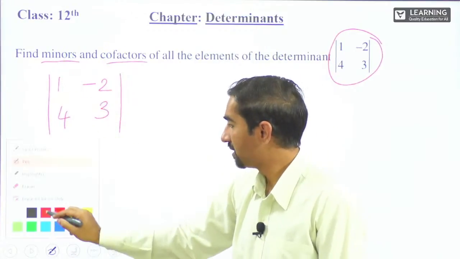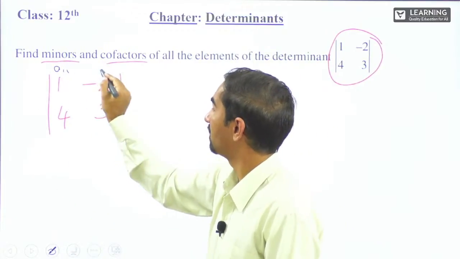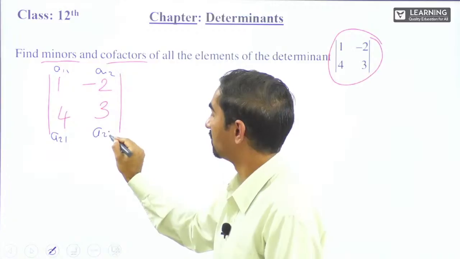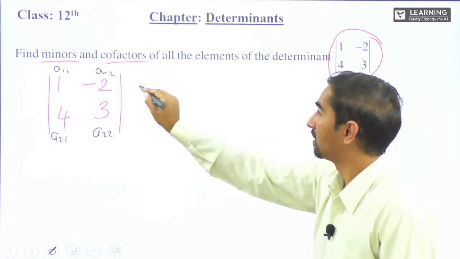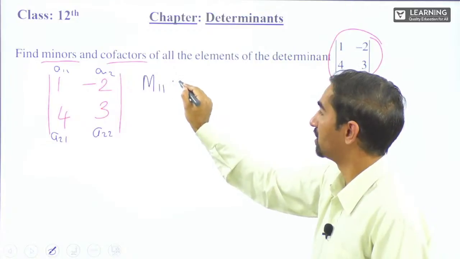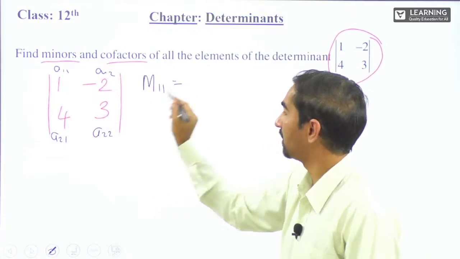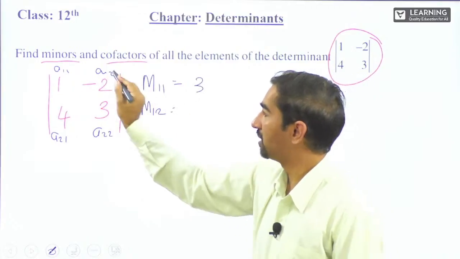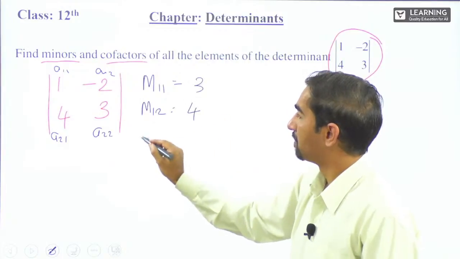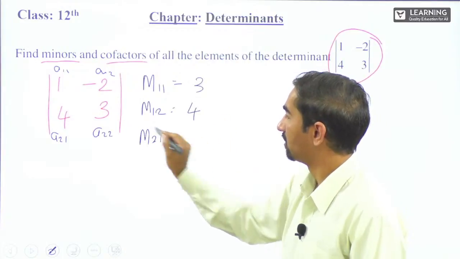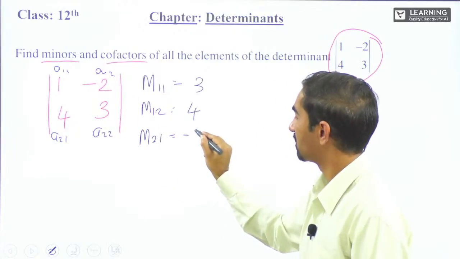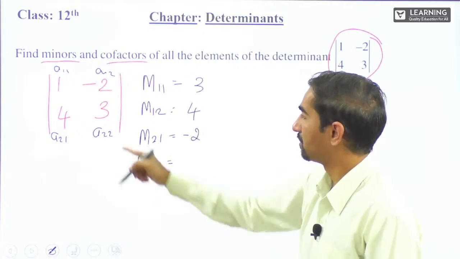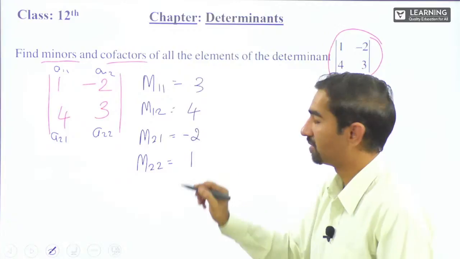So what are the elements represented as, in the standard way? A11, A12, A21 and A22. So minor of A11, M11, which is equal to, so these both are deleted. What is remaining? 3. Minor M12, these both are deleted. What is remaining? 4. Minor M21, these both are deleted. Minus 2 is the minor. And the minor M22, these both are deleted and it is equal to 1.